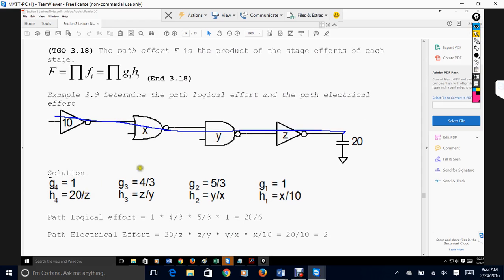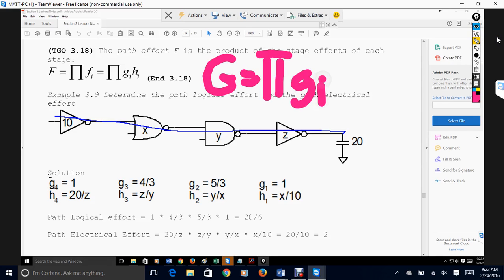Likewise, we're going to multiply these together. Remember, G is equal to the product of the G of I. So this becomes 1 times 4/3 times 5/3 times 1, which becomes 20 over 9.